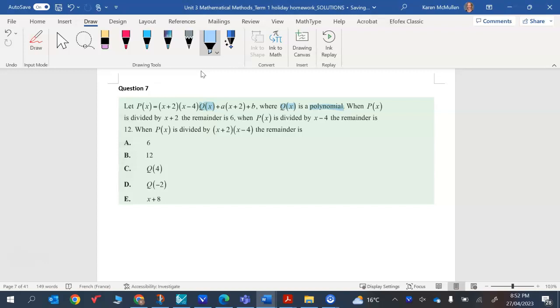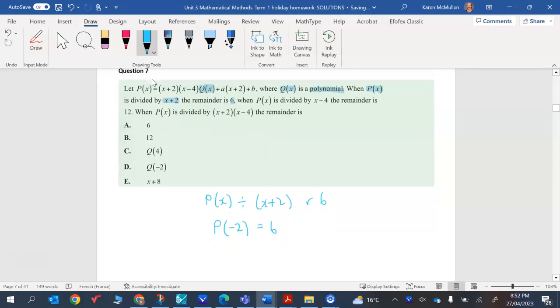So we've got a little bit of information. When p of x is divided by x plus 2, the remainder is 6. So we're going to look at that first bit of information. Let's write that down. p of x, when it's divided by x plus 2, the remainder is 6. So basically, p of negative 2 is equal to 6. That's that little bit of information.